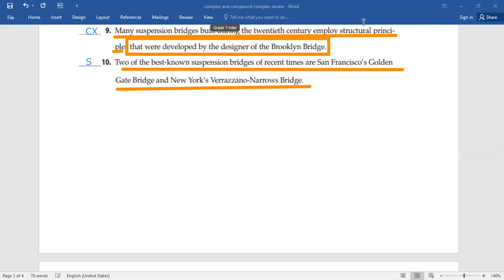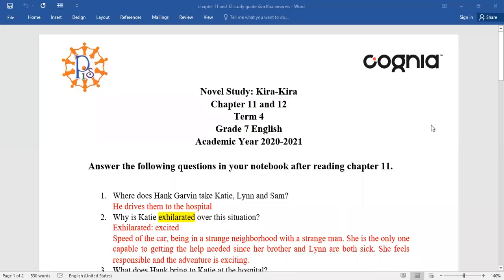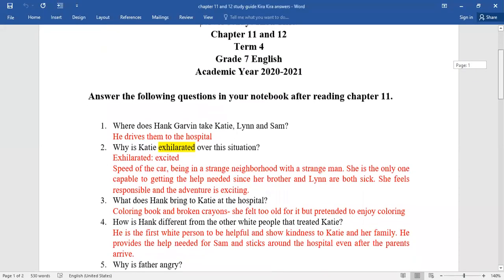Thank you guys for answering this with me. As we today are scheduled also to answer some questions that you might have regarding our novel, Kira Kira. Yesterday, I asked you if you have any questions regarding chapters 9 and 10. Today, I'm asking you if you have any questions regarding chapters 11 and 12.